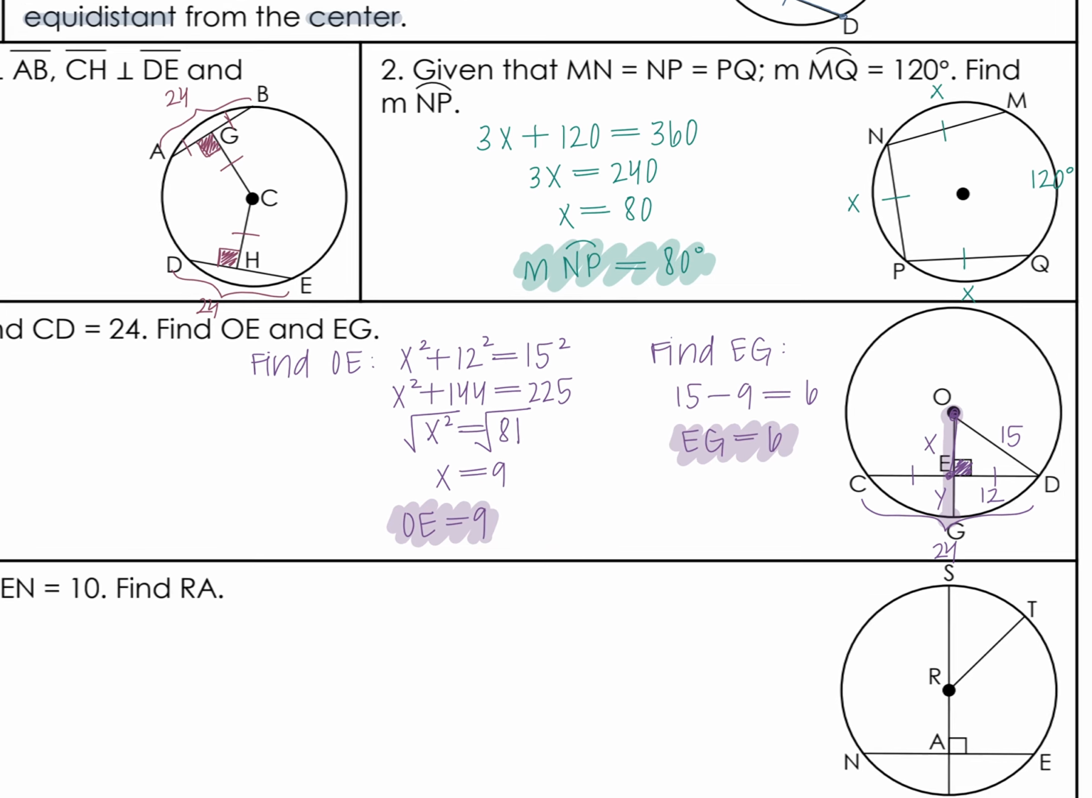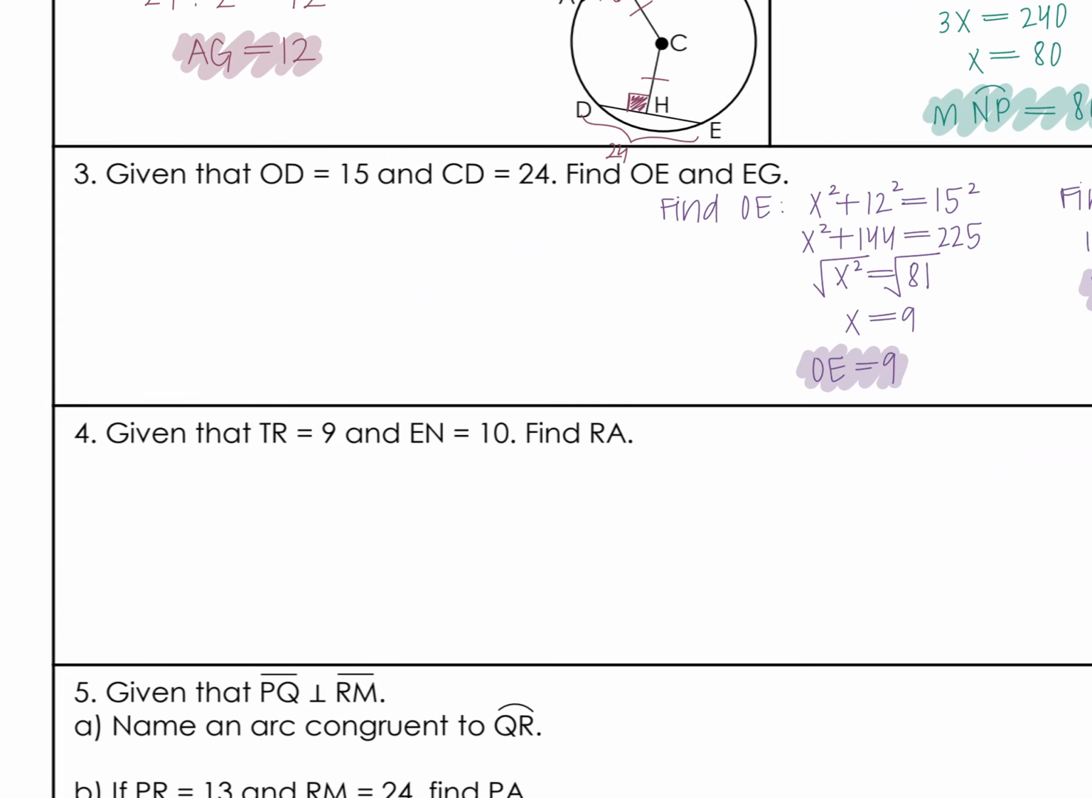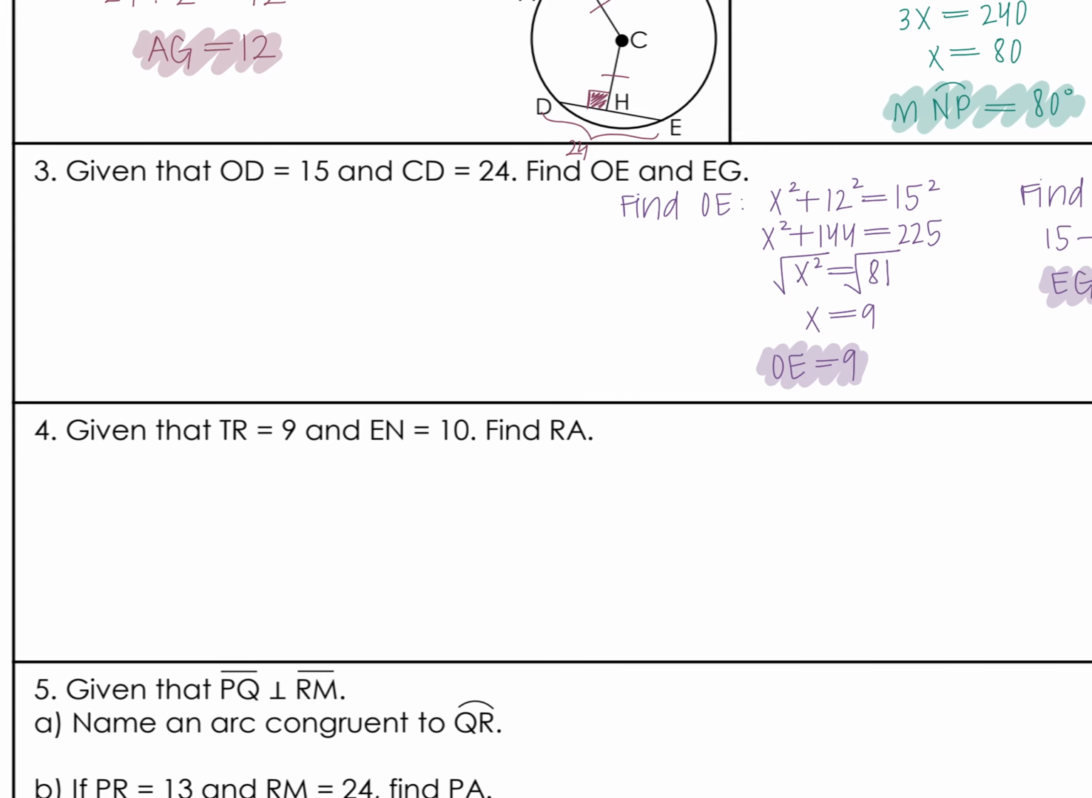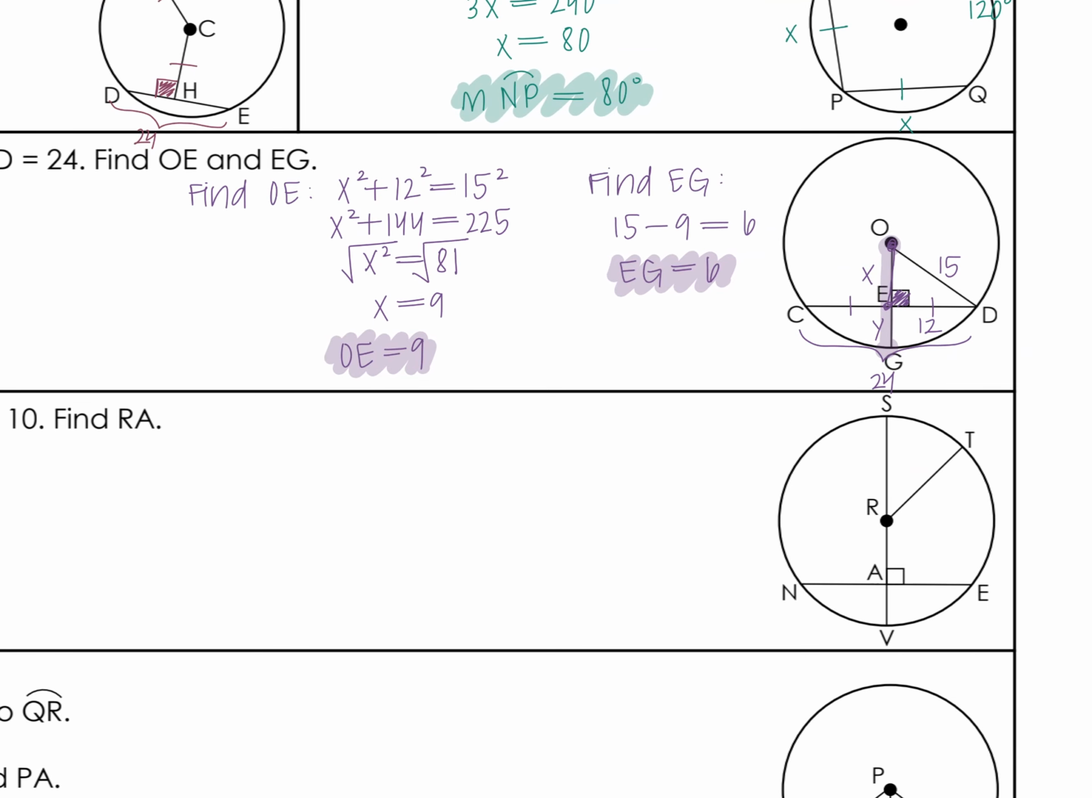All right, now let's move into number 4. For number 4, we are given that TR is equal to 9 and that EN is equal to 10. So we have 9 and 10. We do see that it is perpendicular, so I'm going to go ahead and right off the bat say that I can bisect this to get 5, half of that 10.